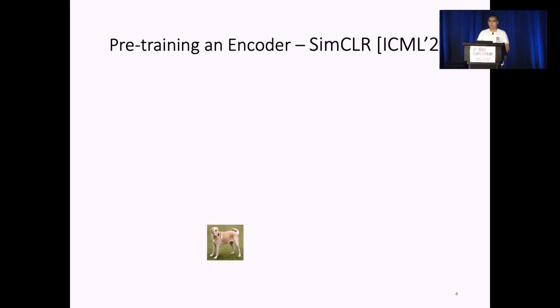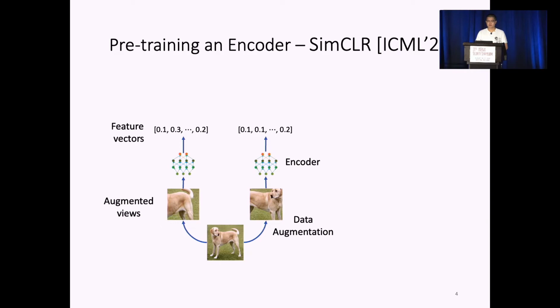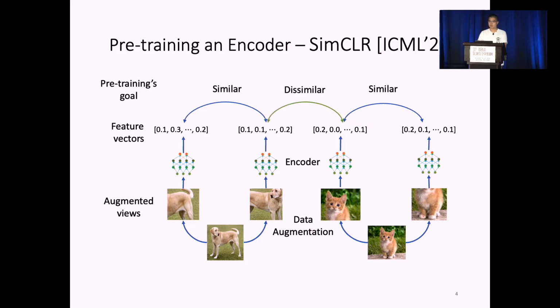Given an unlabeled pre-training image, we use data augmentations, for instance, random cropping and resizing and random horizontal flipping, to create two random augmented views. We have an encoder, and we use it to produce feature vectors for each of them. Given another pre-training image, we will repeat this process again. The encoder is pre-trained in a way such that it produces similar feature vectors for two augmented views that come from the same image, but dissimilar feature vectors for two augmented views that come from different images.